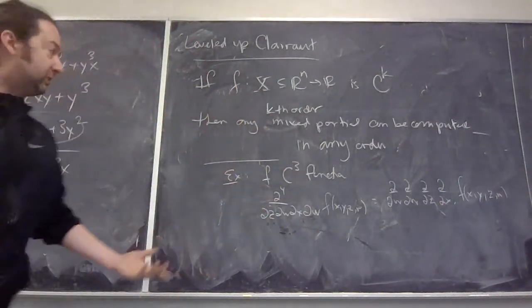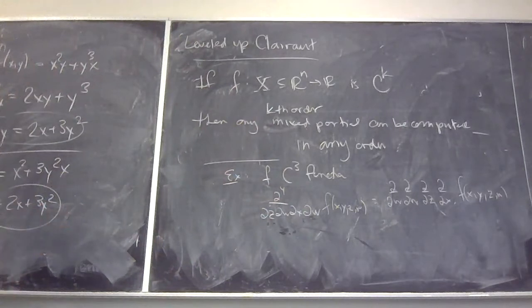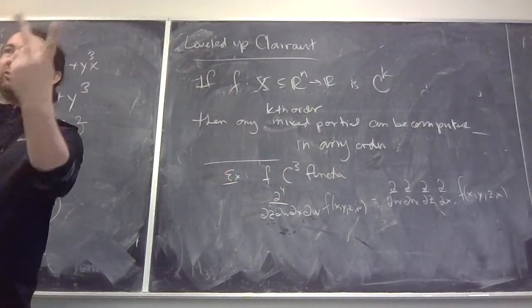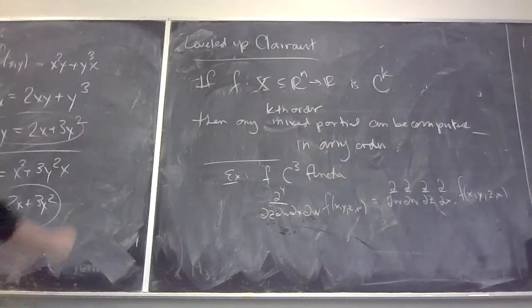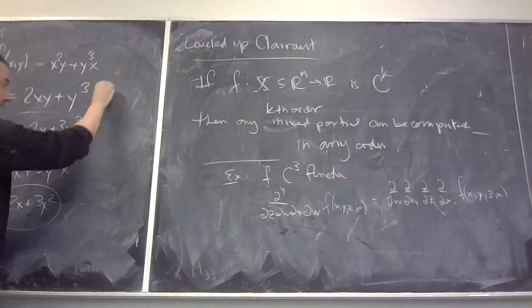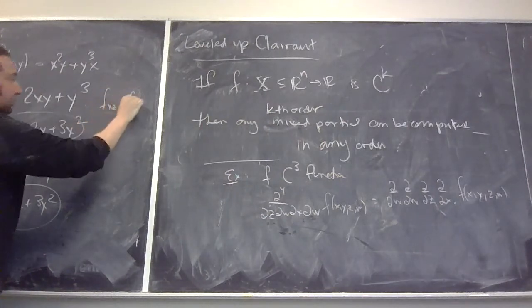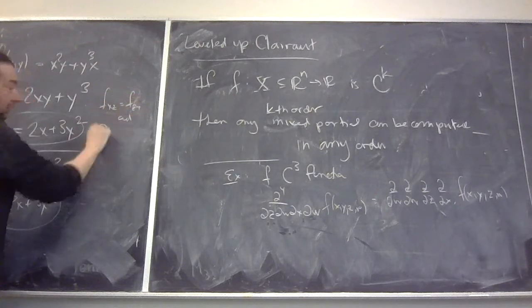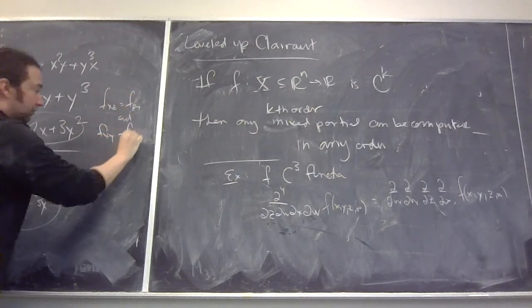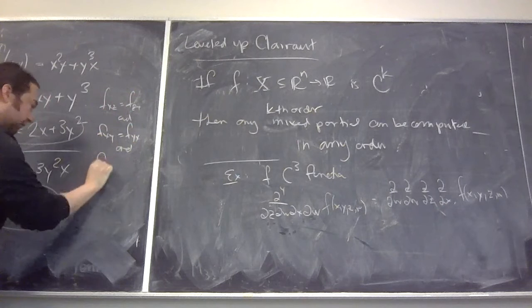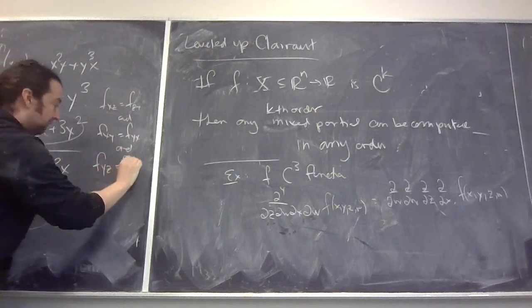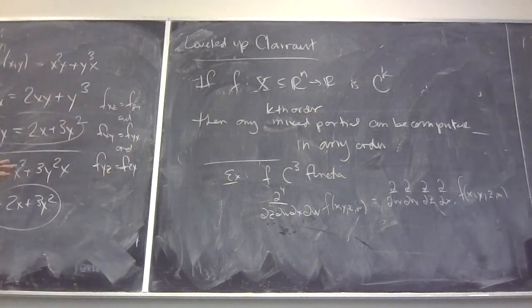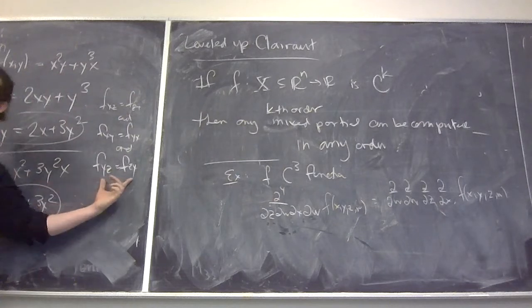Clairaut's theorem in 2 variables is easy because there's only 2 symbols. You can do x, y, or y, x, right? There's no other choices. But even in 3 variables, what you need is f of xz equal to f of zx, and f of xy equal to f of yx, and f of yz equal to f of zy, right? All of those must be equal to each other. So they're mixed, but they're mixed with the same symbols.